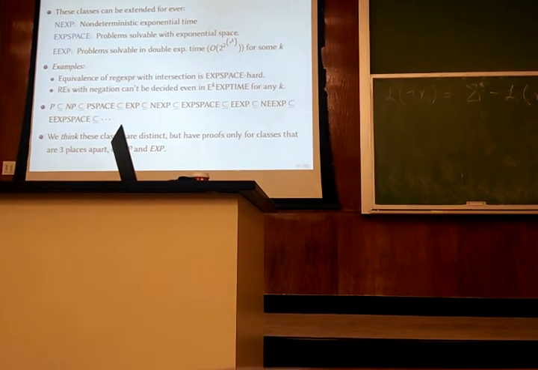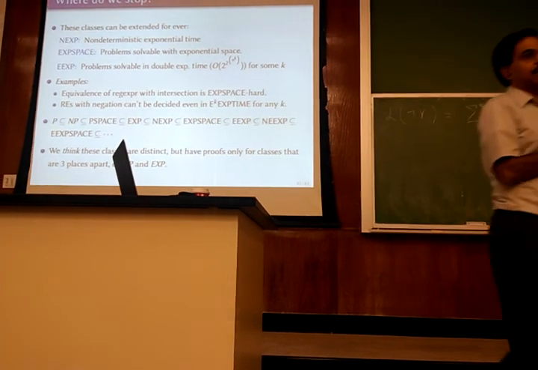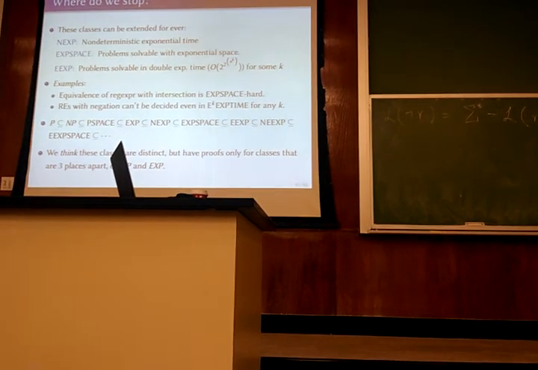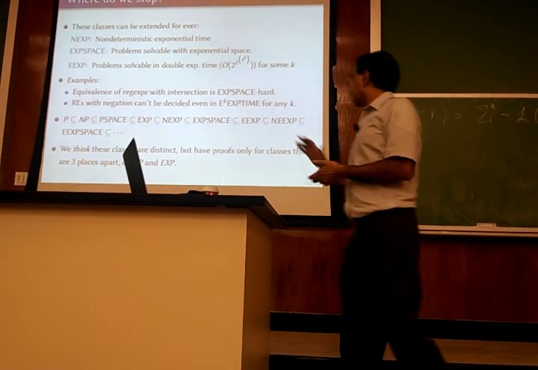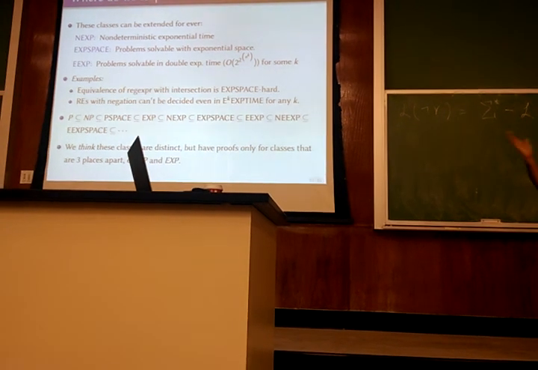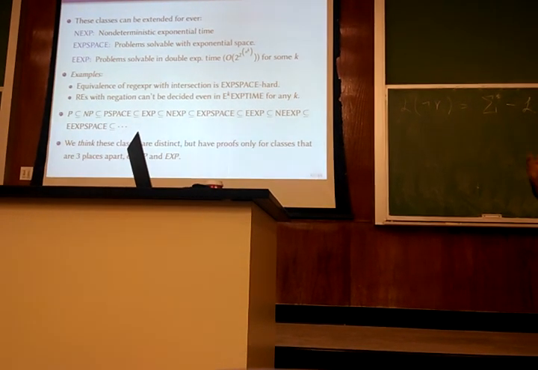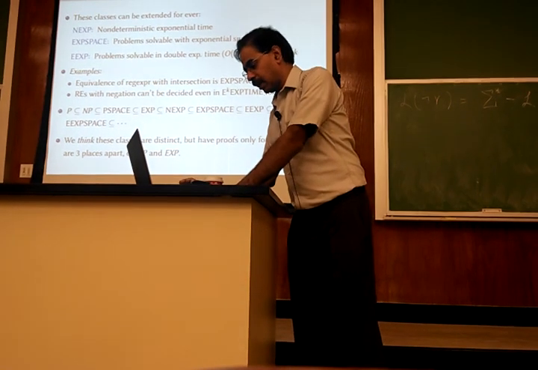But we are not able to say there are some problems in P space that cannot be solved in P. So that's where our ability to prove is somewhat limited, and the best we are able to do is to show that classes that are 3 apart are not equivalent.